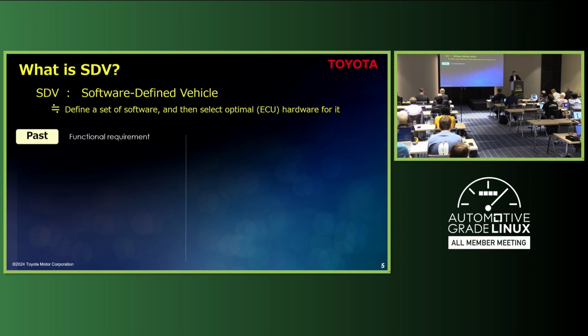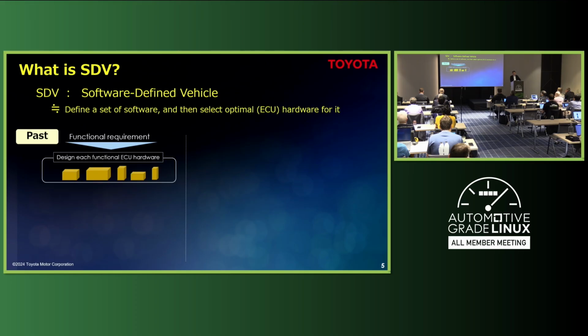So SDV is, literally, software-defined vehicles. That means we define the vehicle by software and then follow the hardware design after that. That is the easy understanding of SDV.